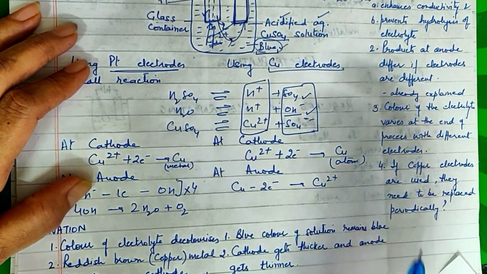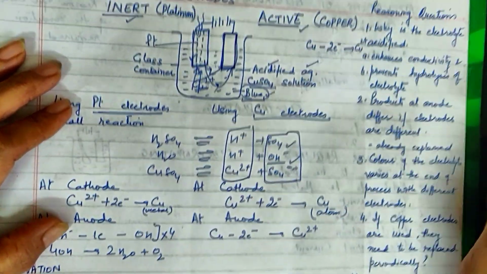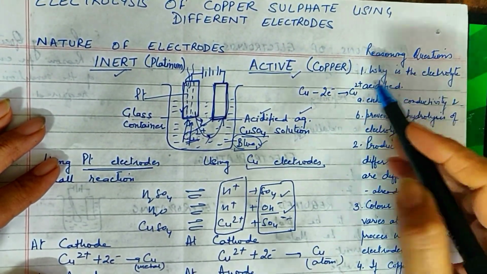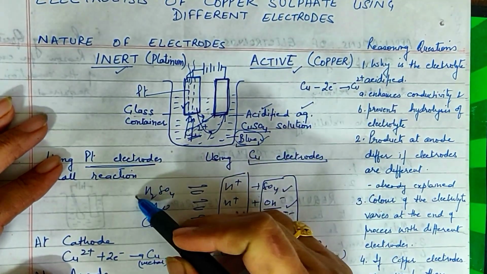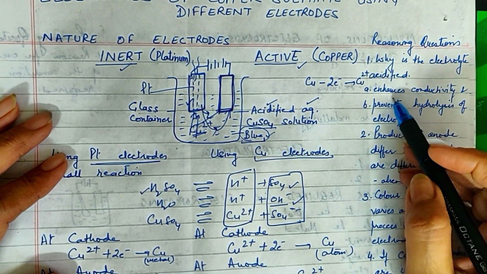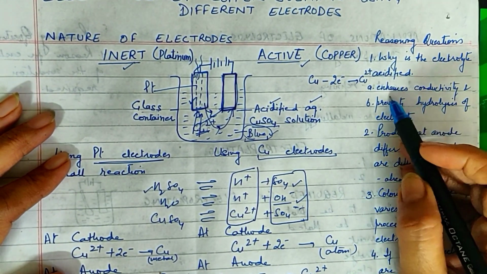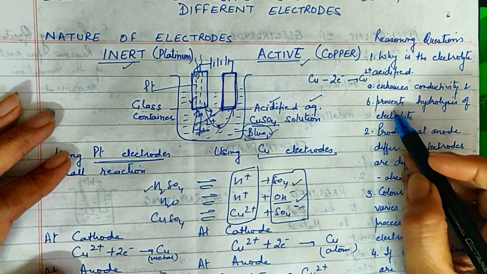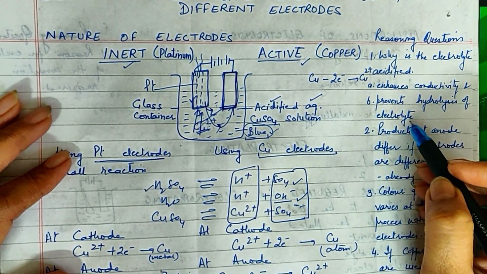No, nothing. Now, what are the reasoning questions which are related to this? The first one is, why is the electrolyte acidified? That means, why have we added H2SO4 in the process? By the addition of H2SO4, the conductivity of the electrolyte is really enhanced. It becomes very good. Another very important thing is that it prevents the hydrolysis of the electrolyte.